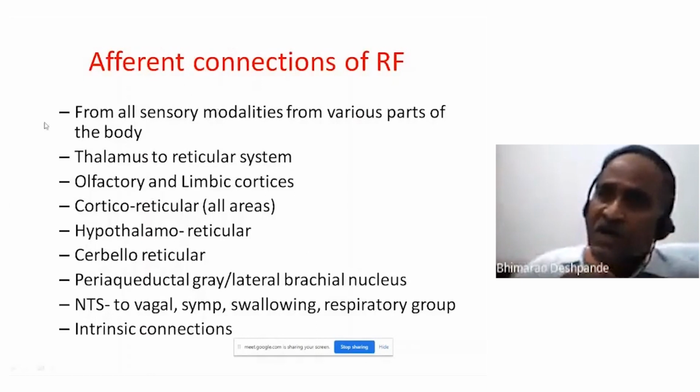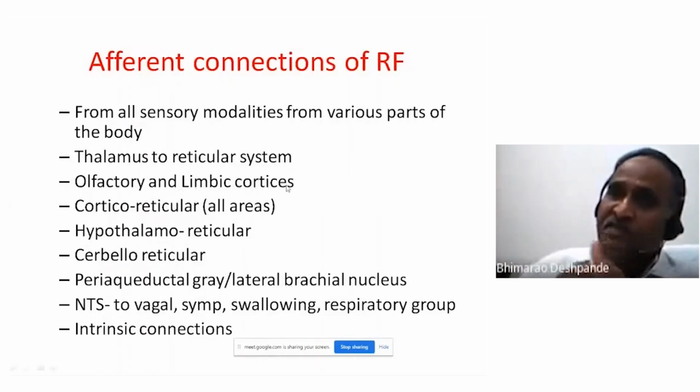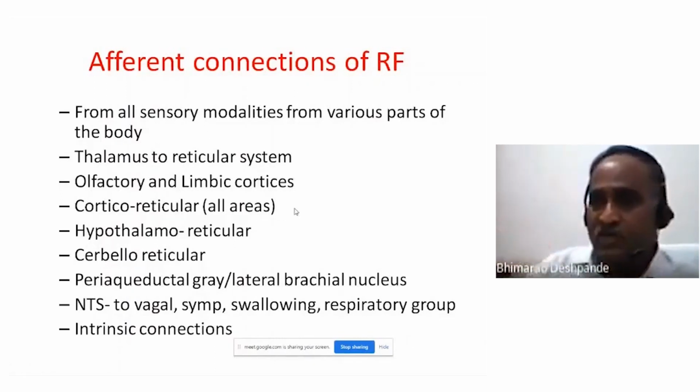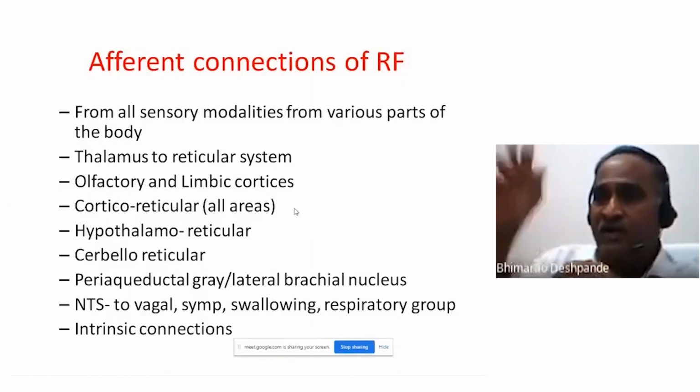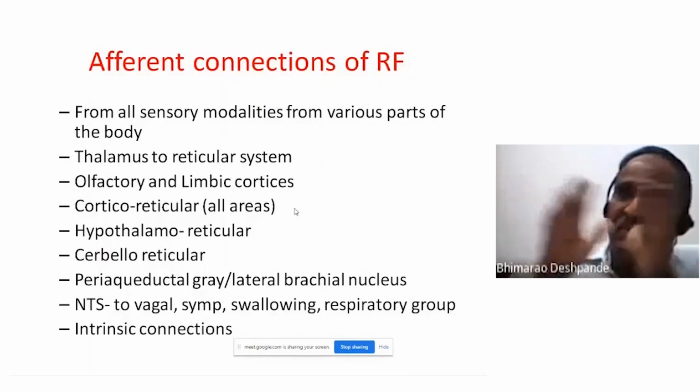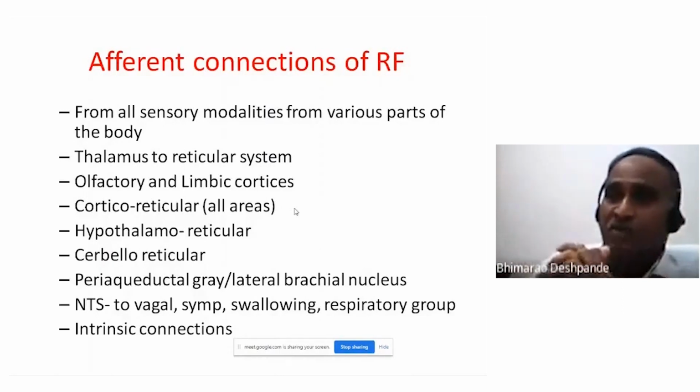Then we have the olfactory. I have mentioned olfactory and the limbic cortices. They give projections to the reticular system. Then we have the cortico-reticular. That means the cerebral cortex, any part of the cortex, gives reticular inputs. We have the motor cortex, the corticopontine or cortico-reticular fibers. They end up here because they are for the regulation of posture.